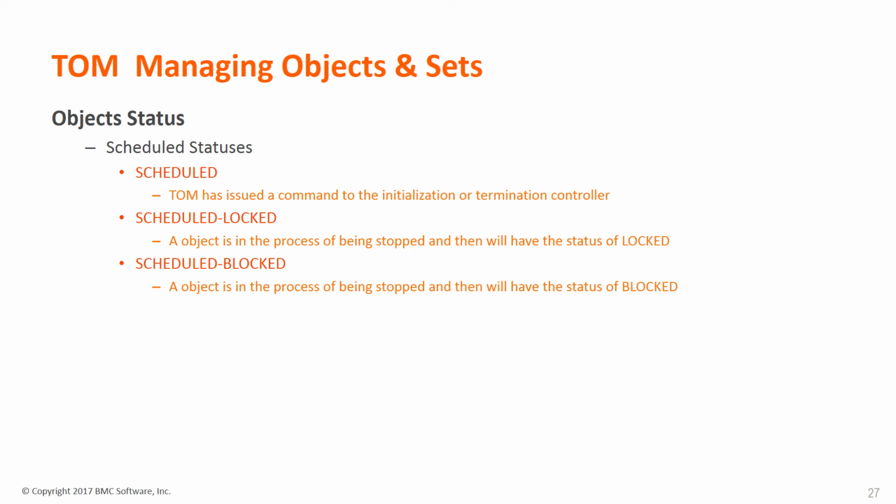Scheduled status means that Tom has issued a command either to start or stop the object. If you see scheduled lock, it means that an object is being stopped, and then when it completes stopping, it'll go into a lock state. If you see scheduled block, same thing as locked. Someone's issued a block command. Once the object comes down, then Tom will change the status to blocked.